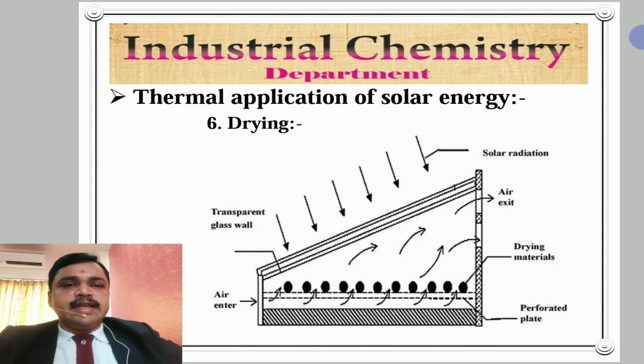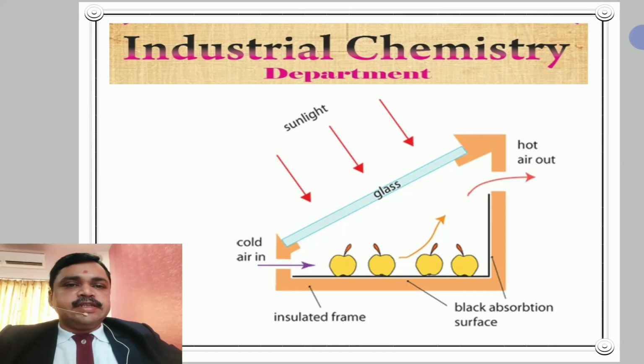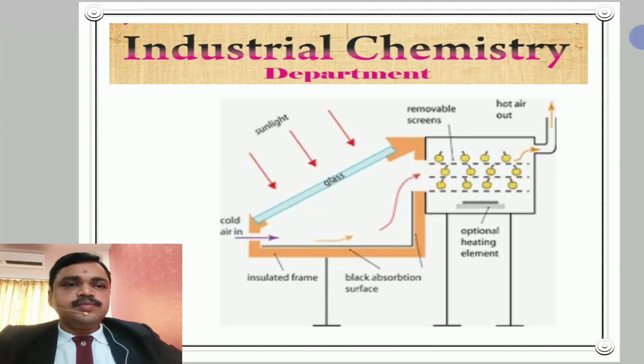Thermal application of solar energy in drying. One of the traditional uses of solar energy has been for drying of agricultural products. The drying process removes moisture and helps in the preservation of the product. Traditionally, drying is done on open ground. A cabinet type solar dryer suitable for small scale use is shown in the figure. This figure is a cabinet type solar dryer, also known as a cabinet dryer. First of all, we discuss this type of cabinet dryer.